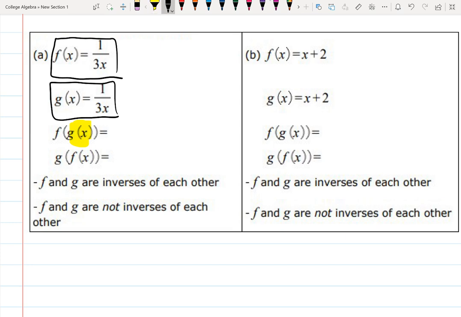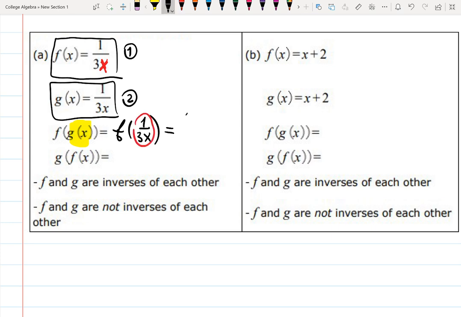F of g means I will take f, which is, I will do f at what is g? G is 1 over 3x. That's how you should see this notation. Now I'm looking at f. F is the function over here. It's the first function. So now everywhere I see input in the first function, I will plug 1 over 3x there.